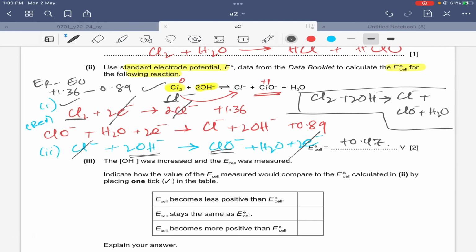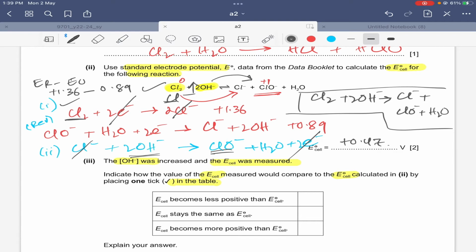Now, the next part of the question is: the hydroxide ion concentration was increased and the E cell was measured. Indicate how the value of E cell measured would compare to the E naught cell calculated in 2 by placing one tick in the table. So they're saying that the concentration of hydroxide ion is increased. So when we increase the concentration of hydroxide ions, according to Le Chatelier's principle, this equilibrium will shift forward.